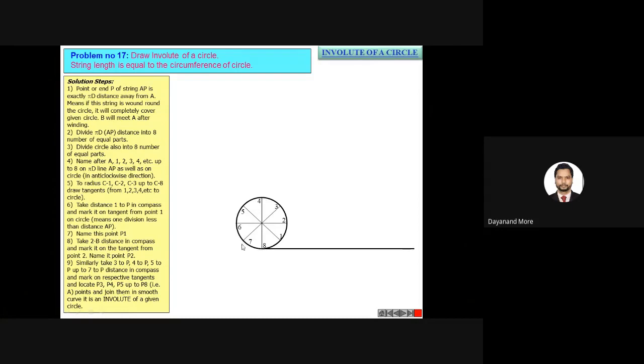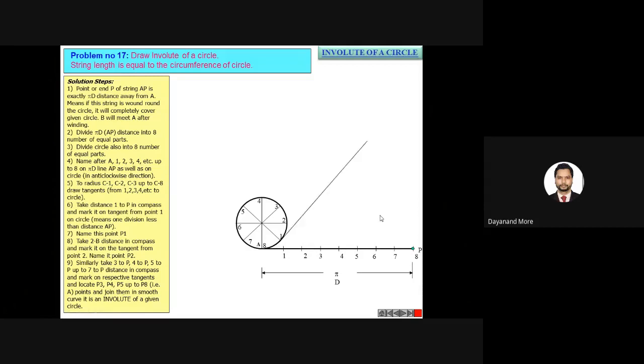Next, draw a line at the base of the circle whose length is equal to the circumference of the circle. Hence, the length of the line AP is pi d, pi into the diameter of that circle. Then divide that pi d line into 8 equal parts. Give the numbering as shown: 1, 2, 3, 4, 5, 6, 7, and 8. It means if you wound that line AP around that circle, it will occupy the whole circumference of the circle.